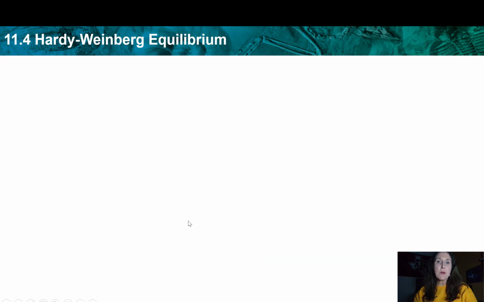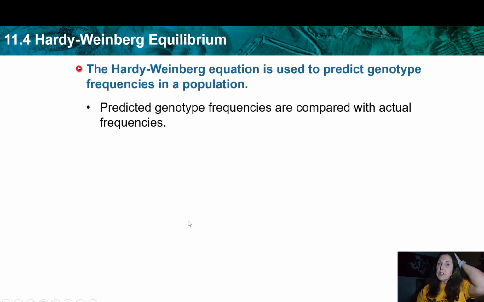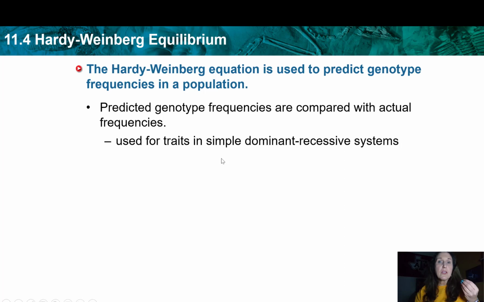We use it as a model to compare. So predicted genotypic frequencies are compared with actual frequencies. Hardy-Weinberg is a prediction if no evolution is occurring. So let's figure out how to calculate what it would be if no evolution is occurring first. It is used specifically for dominant and recessive genes. If it's co-dominant or something like that, it makes things a little bit more difficult, and the math is difficult, and it's not exactly Hardy-Weinberg, okay?